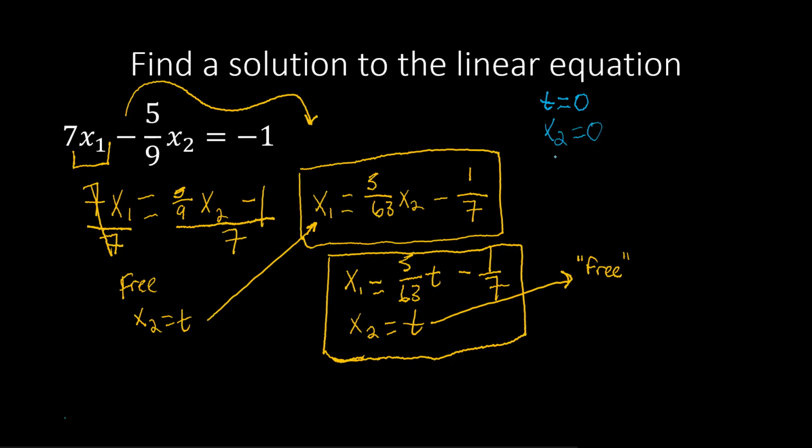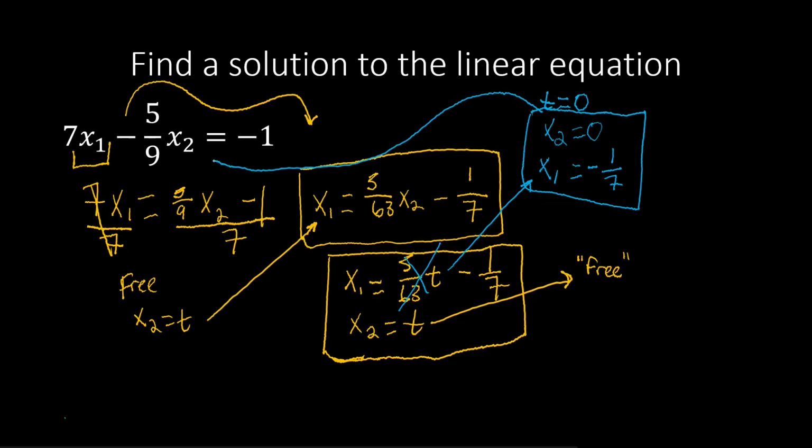And then we want to also take that x1 equals 5 over 63t minus 1 over 7. The 5 over 63, because we have 0 here, that'll cancel out. And we'll have x1 is equal to negative 1 over 7. So now that we have our x1 and x2 values here, we can take them and plug them back into the original equation over here, and we should get a resulting value that is negative 1. So let's go ahead and do that.